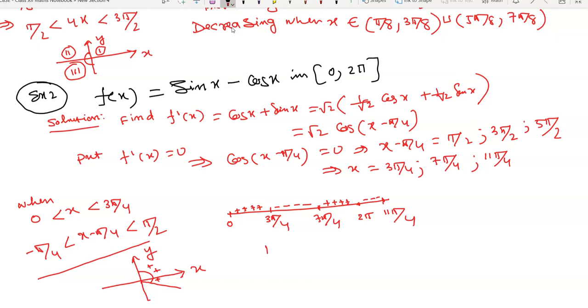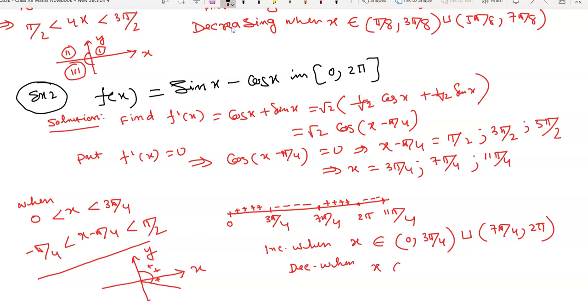So it will be increasing when x belongs to 0, 3 pi by 4 union 7 pi by 4 to 2 pi, and decreasing when x belongs to 3 pi by 4 to 7 pi by 4.